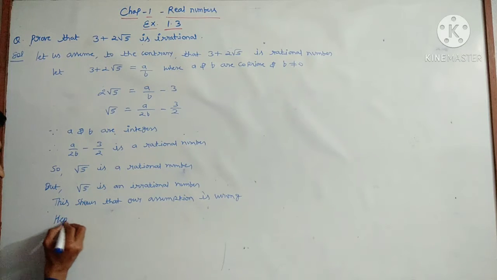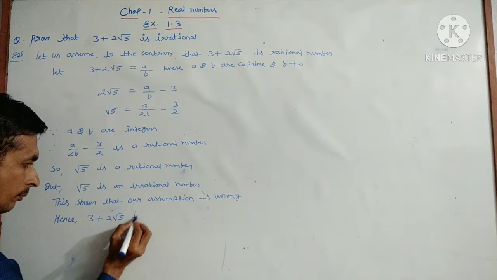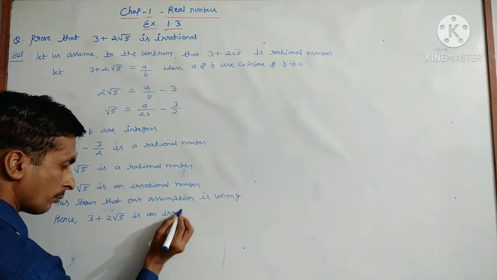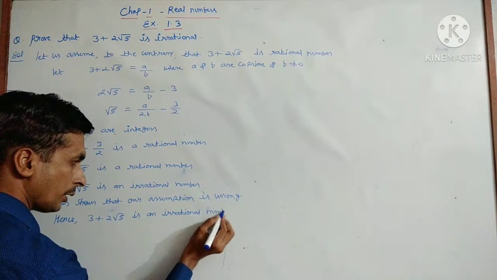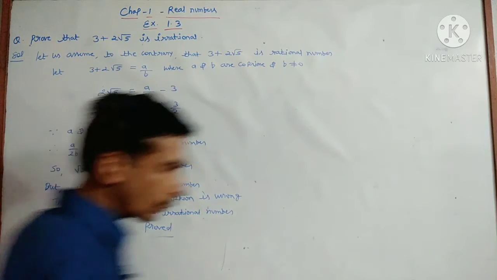Hence 3 plus 2 root 5 is an irrational number. Okay, so it is proved. I think you can understand.